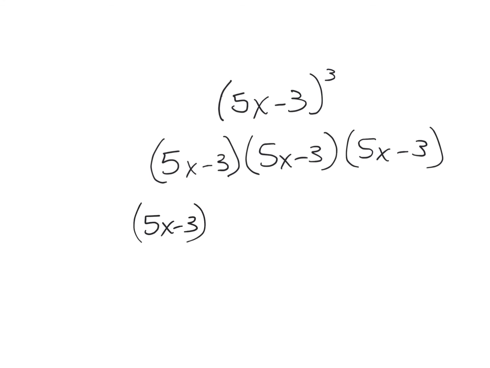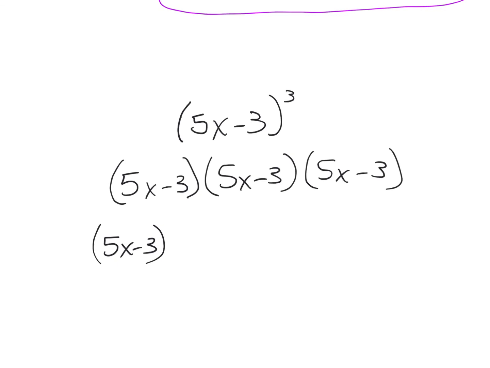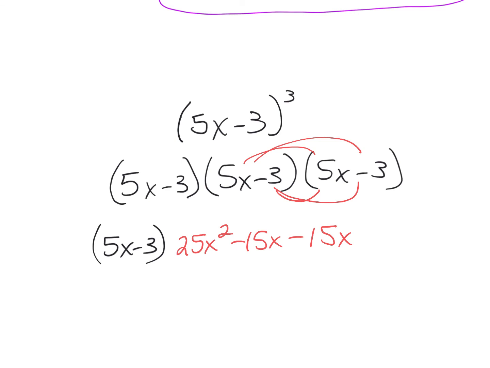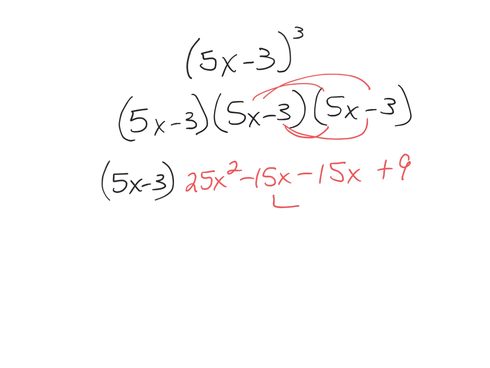FOIL them. All right, the numbers I chose are going to get a little bigger, but that's fine. What's 5x times 5x? 25x squared. What's 5x times negative 3? Negative 15x. Great. What's negative 3 times 5x? Negative 15x. And what's negative 3 times negative 3? Plus 9. And then I can combine what right here in the middle? So I have 25x squared minus 30x plus 9, right?